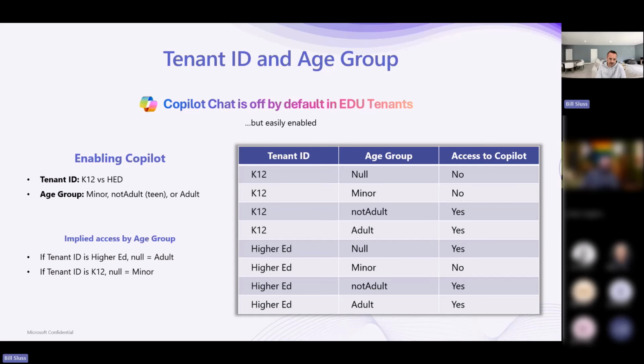Only the ones that are marked as either not adult or adult will actually get access to Copilot. So if you mark a student as minor, for example, you can even assign an M365 Copilot license, but they're still not going to be able to get access because of the tenant policy that's configured. We only support 13 plus, and so you have to be either not adult or adult in order to access Copilot in an M365 tenant. So super important. You can see the chart there and the breakdown based on your matrix of K-12 versus higher ed, the age group attribute, and the access.